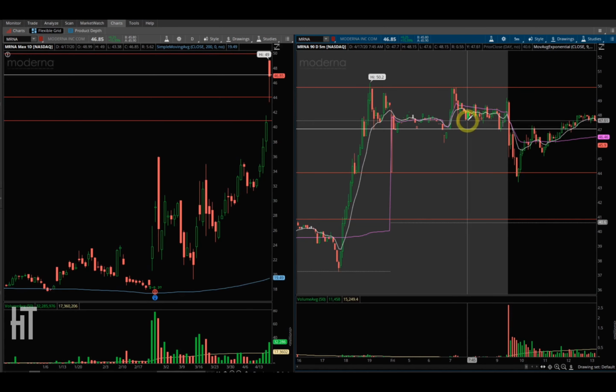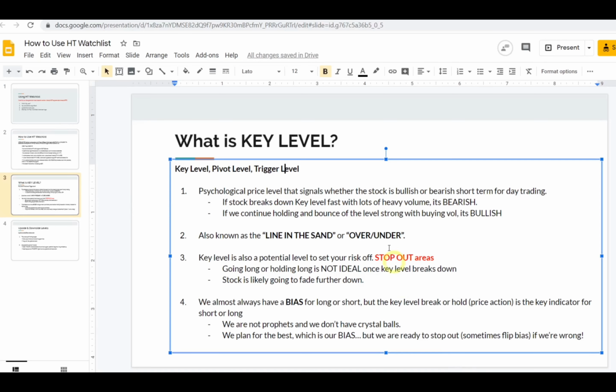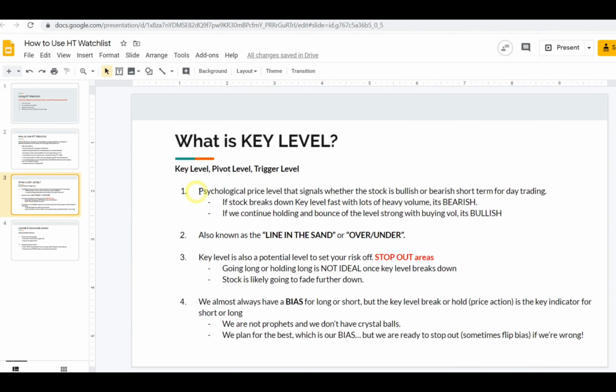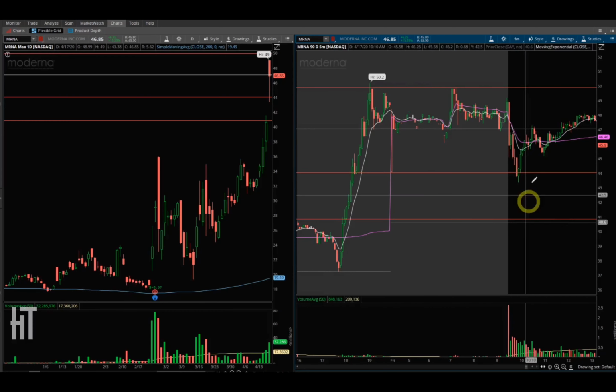So if a stock breaks down that key level, then it's now bearish. What we talked about earlier, if it breaks down, it's most likely going to, what did we say earlier? 44, 41.5, right? That's what we outlined in the watch list. 41.5 and 50. Okay, right? So that's why it's called a line in the sand, right?